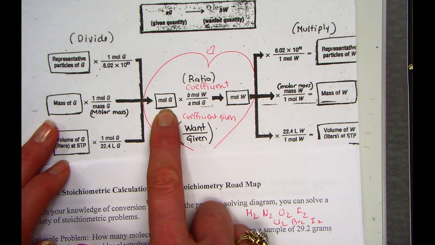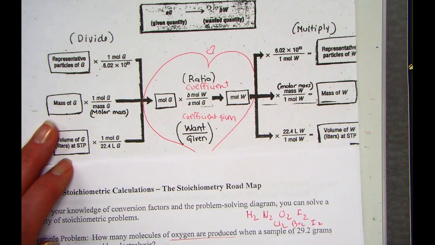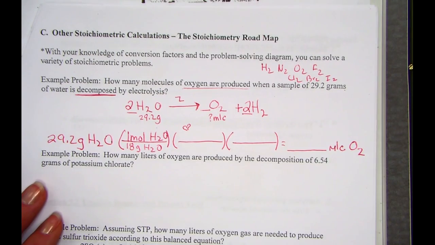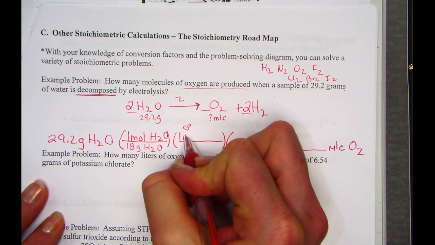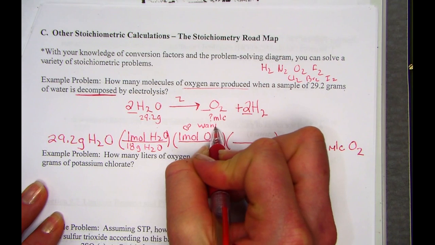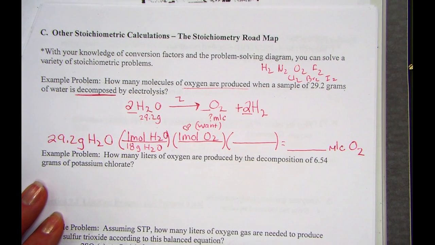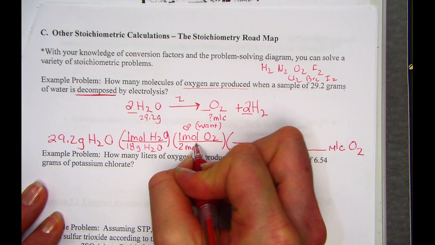To set up our ratio, the heart of our problem, we think want over given. We want to know the oxygen, that's our target. Its coefficient is a 1. On the top, we'll place 1 mole, that's what we want. And on the bottom, we started with water. Its coefficient is a 2.